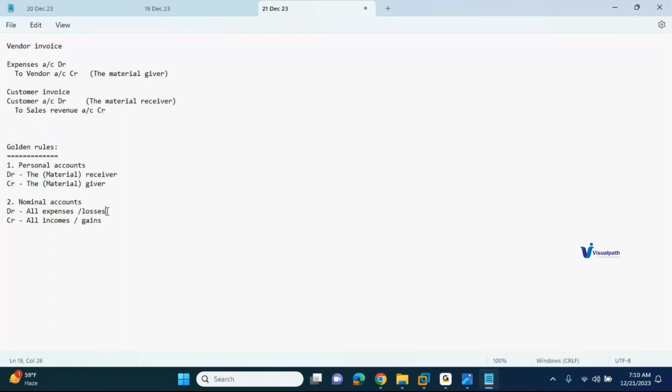Next, expenses. Debit all expenses and losses. Credit all incomes and gains. So that is the reason it is a revenue account. Sales revenue or revenue account will be credited.